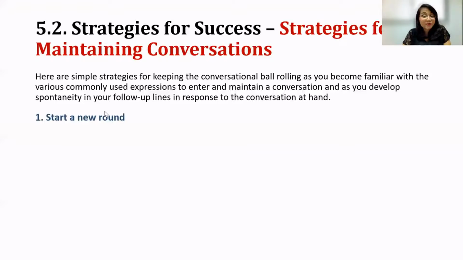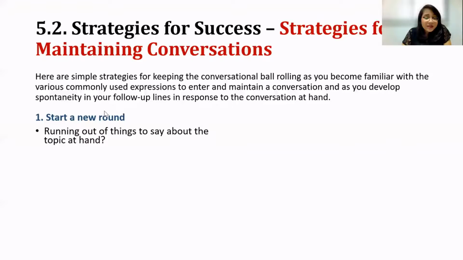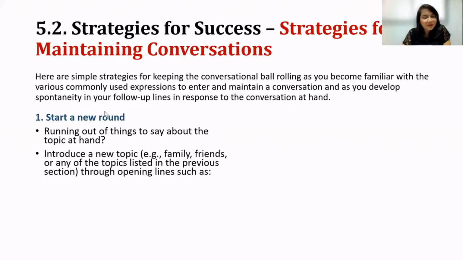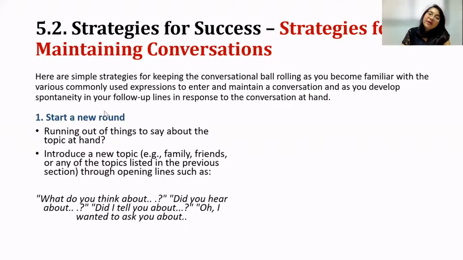Number 1, start a new round. How to do that? Running out of things to say about the topic at hand? Well, introduce a new topic then. For example, family, friends, or any of the topics listed in the previous section. Through opening lines such as, what do you think about blah, blah, blah? Did you hear about the news or the war happening in this country? Did I tell you about blah, blah, blah? Oh, I wanted to ask you about blah, blah, blah.